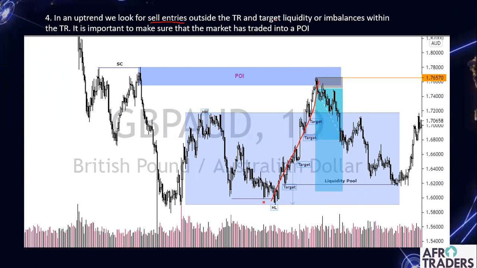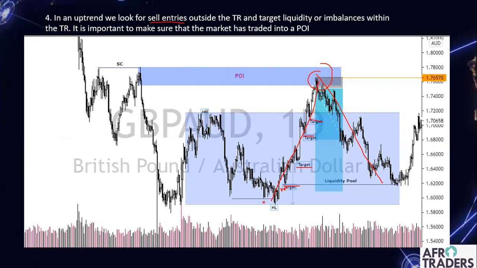Okay. And we target liquidity pool or imbalances within the trading range. So here we are going to sell outside the trading range, and then we target liquidity pool inside the trading range. So for instance, this is a liquidity pool, this is a liquidity pool, this is a liquidity pool, and this is also a liquidity pool, right? And there's an imbalance here, a fair value gap here. Okay, so we are targeting this. Now, it is important to make sure that the market has traded into a point of interest.